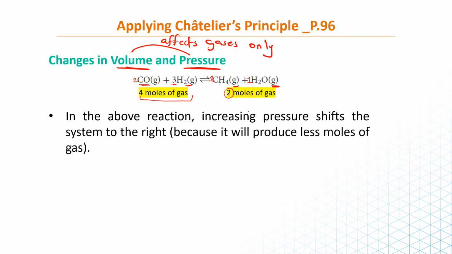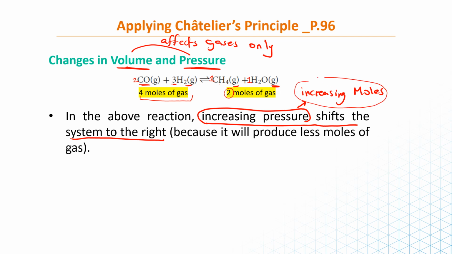So in the above reaction, increasing pressure shifts the system to the right. Okay? Because it will produce fewer moles of gas. So remember, when I said increasing pressure, it is like increasing moles, because there is a direct relationship. So we need to reduce this effect. We need to reduce the increase of moles. So we should go to the side that has fewer moles. Which side has fewer moles, the reactants or the products? The products. That's why the reaction is going to shift to the right.